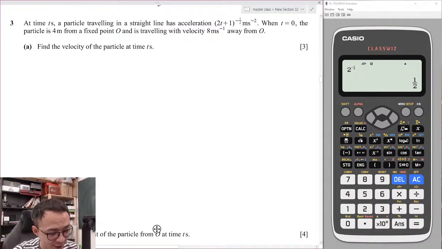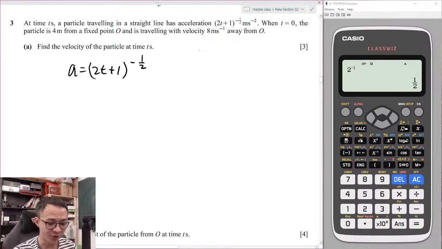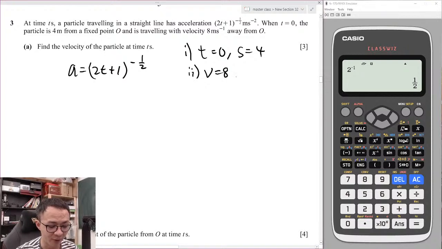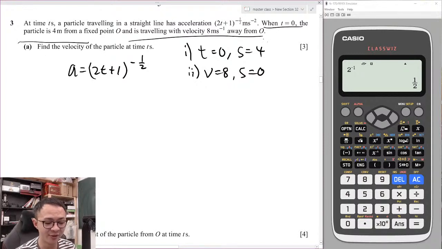Okay. At the time t, the particle travels in a straight line and has an acceleration, so a is equals to (2t plus 1) power negative half. When t equals to 0, I have first information: the particle is 4 meters from O, so s equals to 4. Second information is traveling with a velocity of 8 from O, that means when s equals to 0. This is the information I read from the first and second sentences here. You may ask why they give you these two pieces of information: because they want you to use both of them to find the so-called c value when you do the integration.